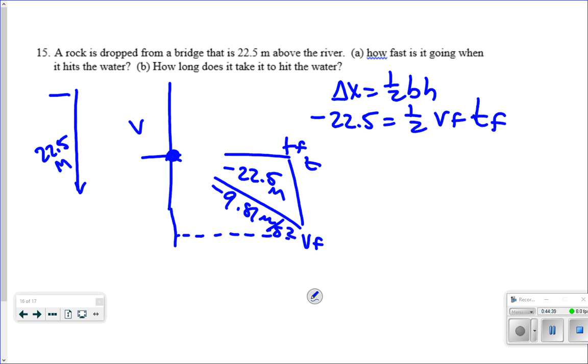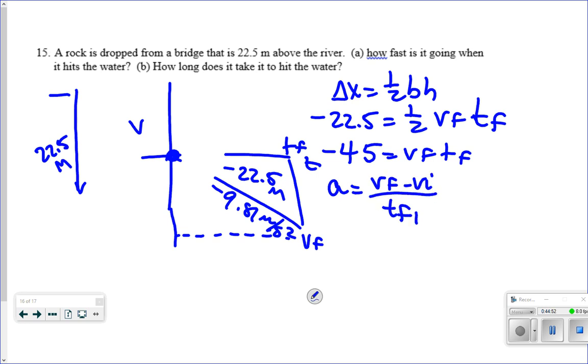I'm missing two variables. I'm just going to move the 1/2 out of there, and I'm going to work with the negative 45 equals VF times TF. Then I'm going to work with the slope of the line. And again, whoops, that's a minus. Sorry about that, folks. All right, my TI and my VI are both going to drop out. So I've got negative 9.81 equals VF over TF.